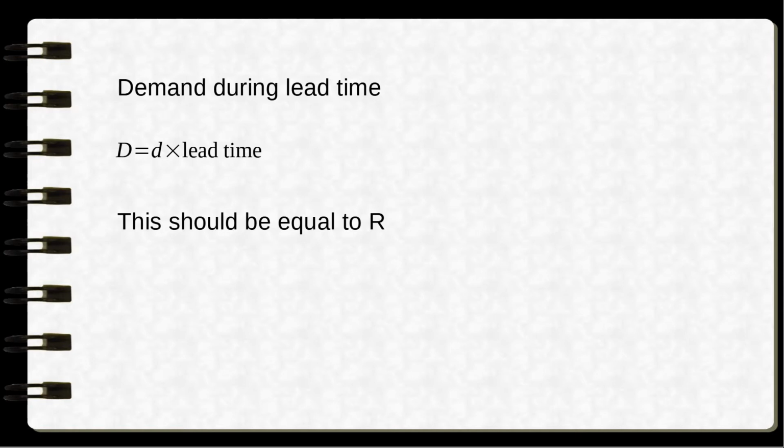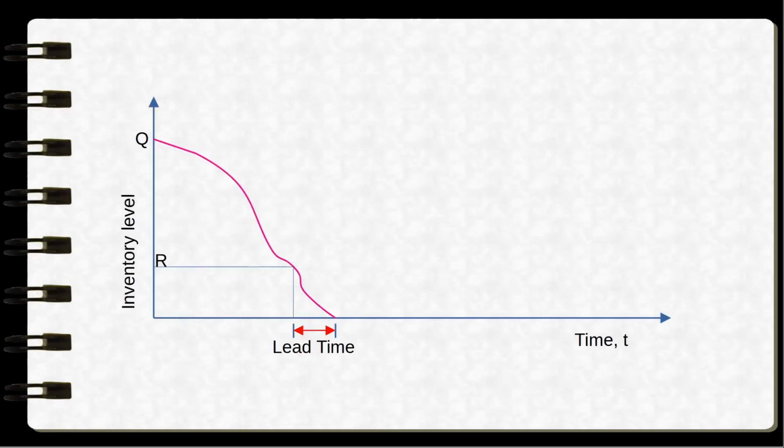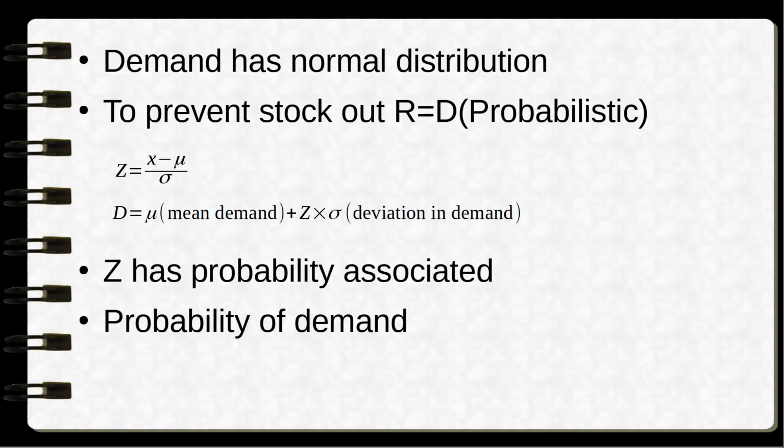Now, demand during the lead time is going to be D multiplied by the lead time, and this should be equal to R, that is the reordering point. Here we show the inventory level versus time, the lead time and the reordering point in case the inventory level falls as a curve, that is the demand rate is probabilistic. Now we assume here that the demand rate has a normal distribution. To prevent stock out, the reordering point should be equal to the demand.